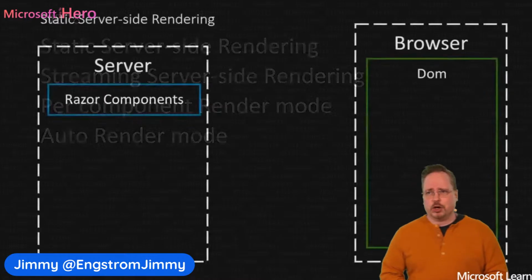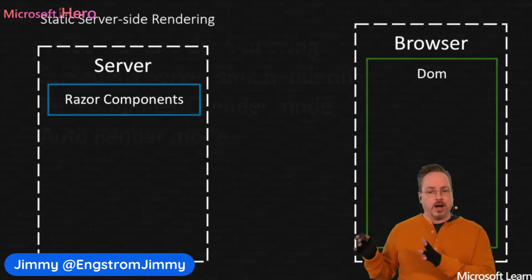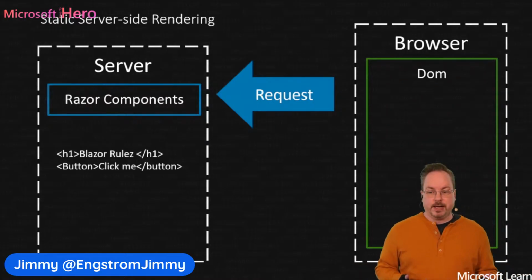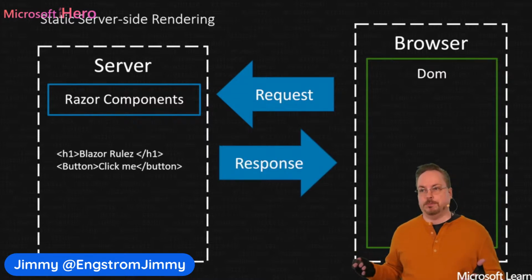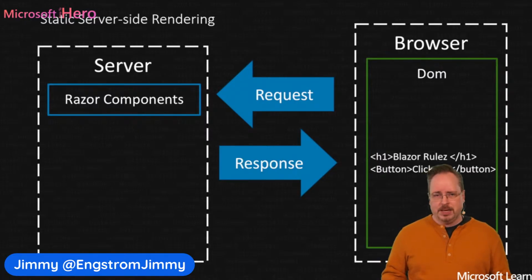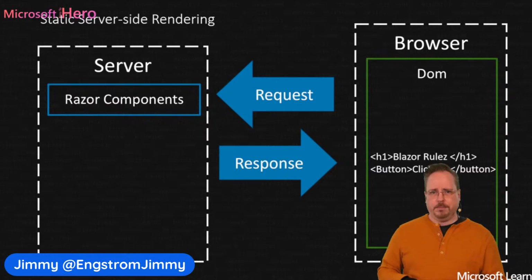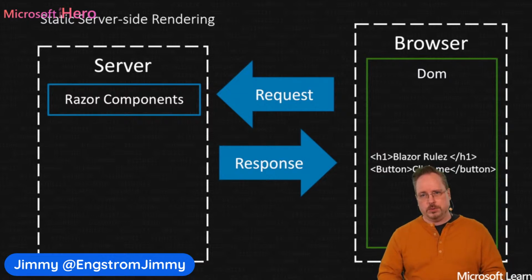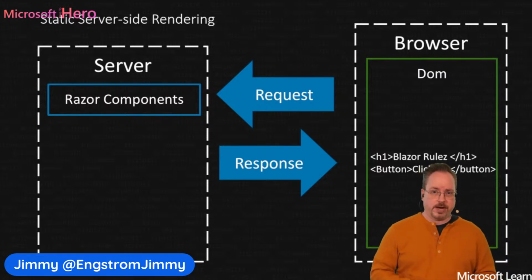Static server-side rendering is where the browser makes a request. The server then generates some data, and then we send back a response to the browser. All done. If I click the button here, nothing is going to happen. That's the thing with static server-side rendering: we're not getting any interactivity. That's why I talked about server, WebAssembly, and hybrid as the interactive render modes. This is a render mode that is not interactive.